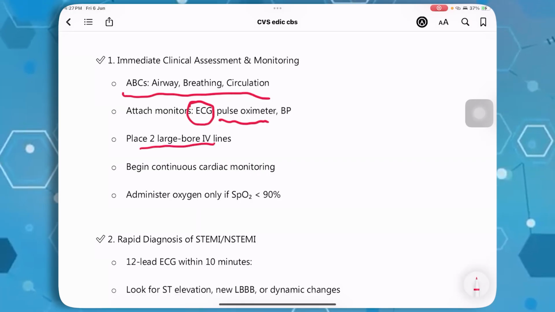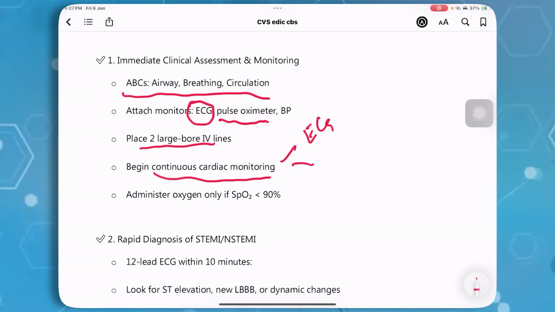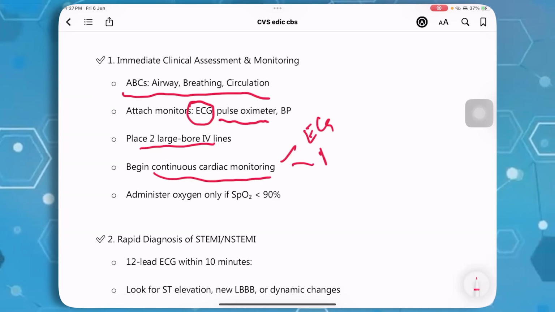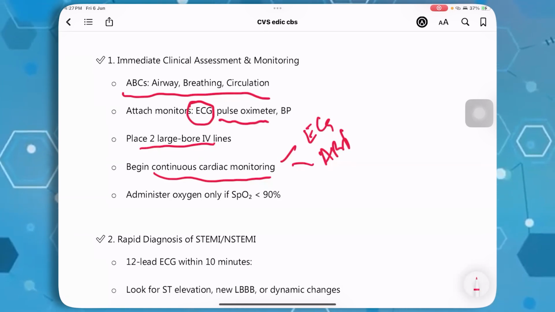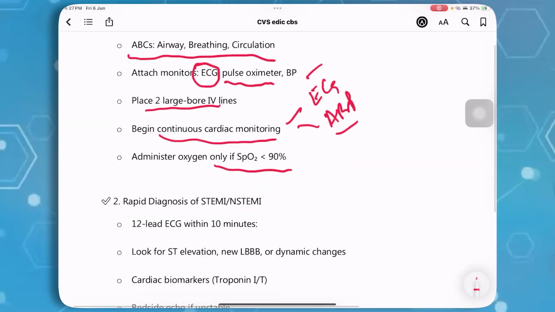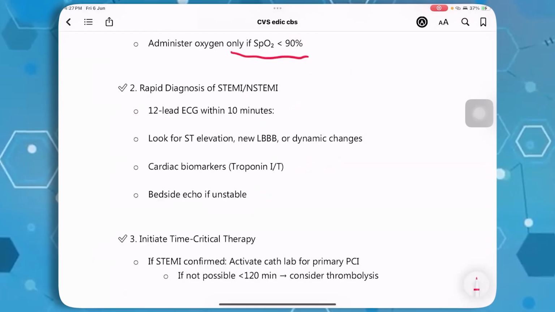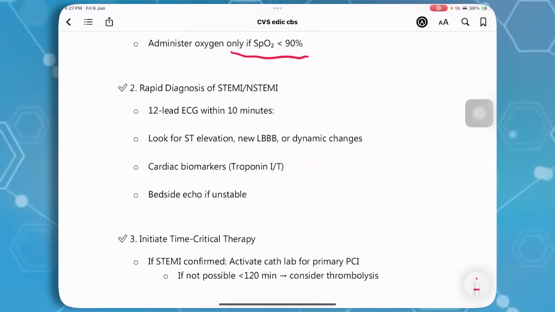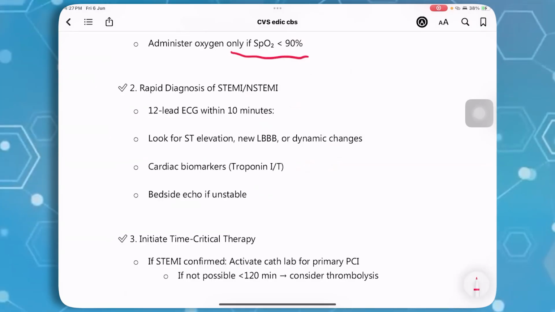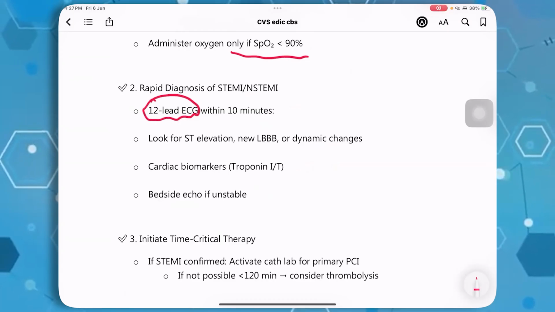So place continuous cardiac monitoring, that is with an ECG. Maybe if the patient is going into shock, arterial BP monitoring. Administer oxygen only if the saturation is less than 90%. Then immediately move to rapid diagnosis of STEMI and non-STEMI. Get a 12 lead ECG as fast as possible.